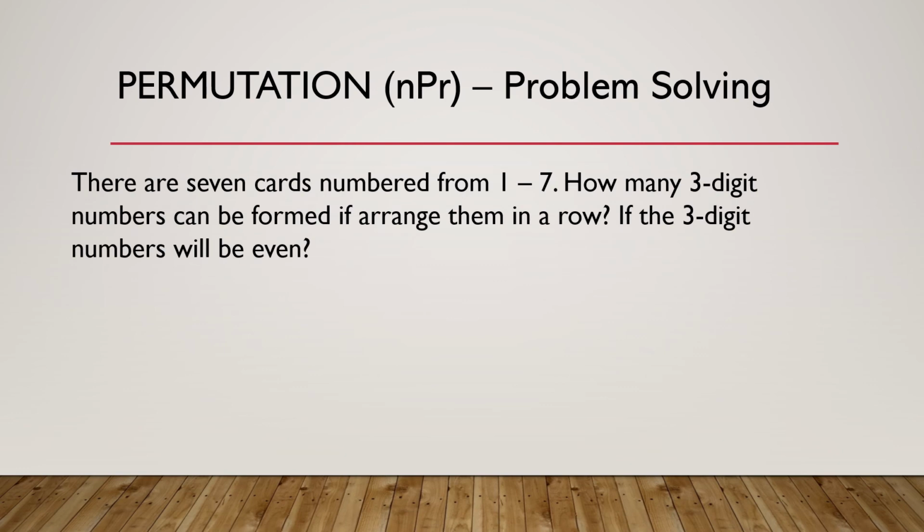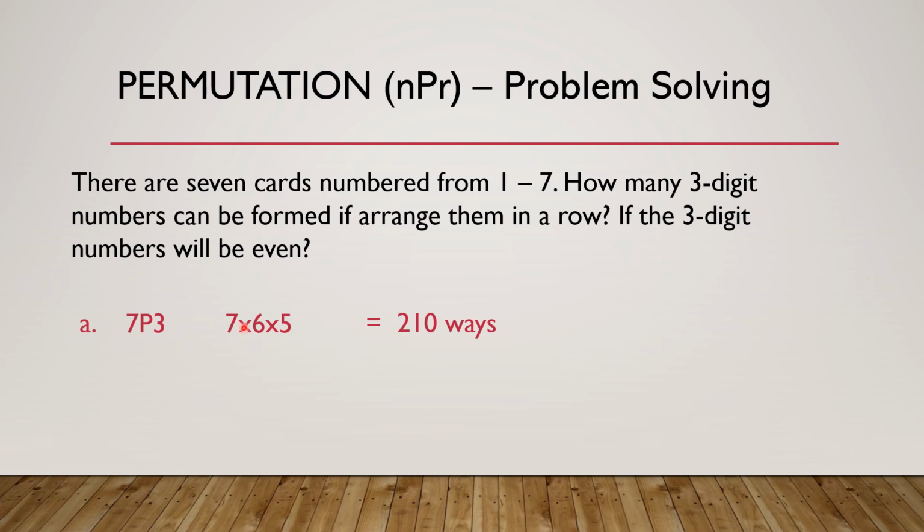Okay, another problem. There are 7 cards numbered from 1 to 7. How many 3-digit numbers can be formed if we arrange them in a row? That is the first question. The second question is, what if the 3-digit numbers will be even? We will first solve for the 3-digit numbers. There are 7 cards taken 3, so 7 times 6 times 5, and the answer is 210 ways.